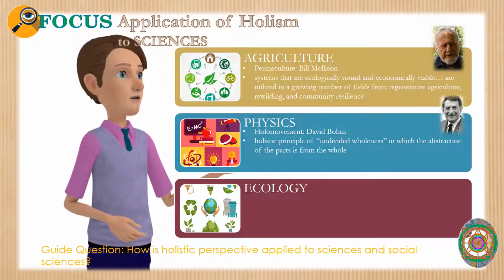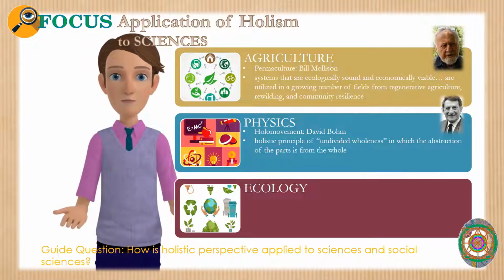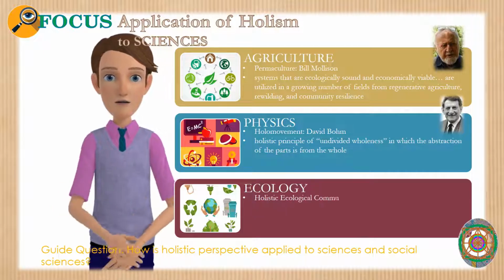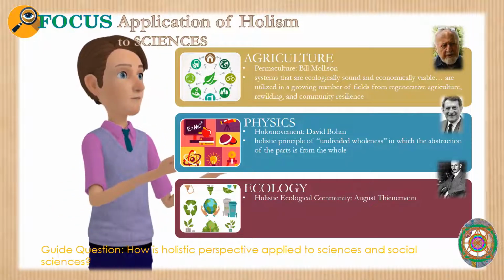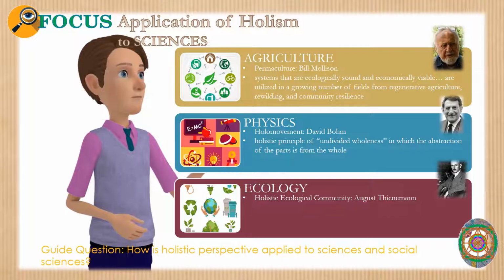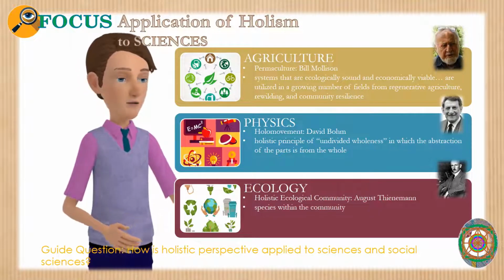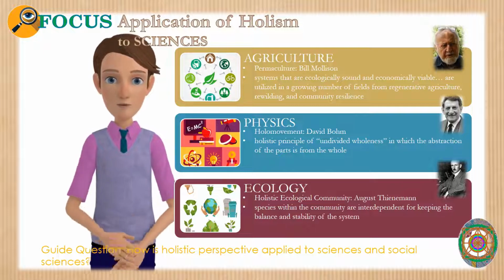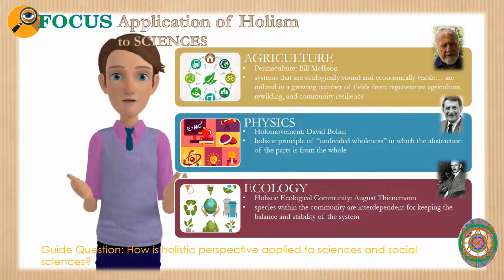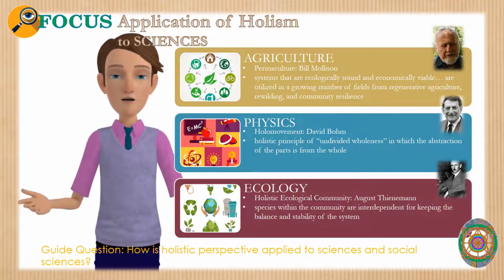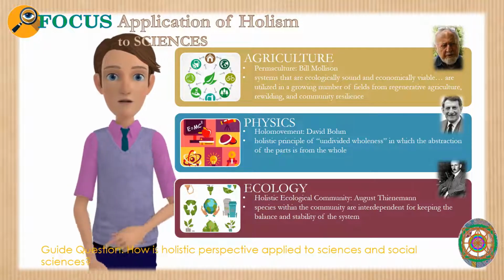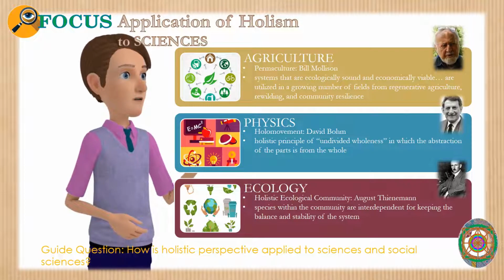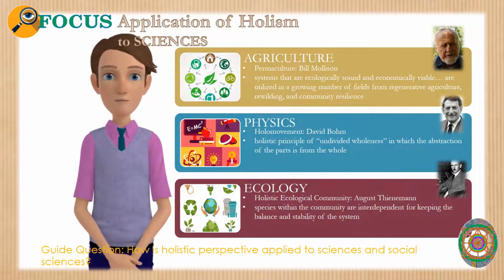In ecology, holism is adopted by the idea of holistic ecological community. Holistic ecological community is an ecosystem where the species within the community are interdependent for keeping the balance and stability of the system. Every species plays an important part in the overall well-being of the ecosystem in which the community resides. Coexistence is likely to be found in communities structured after this model.